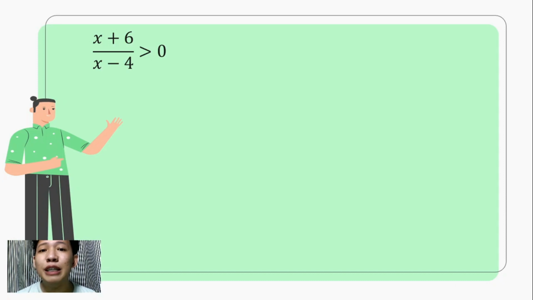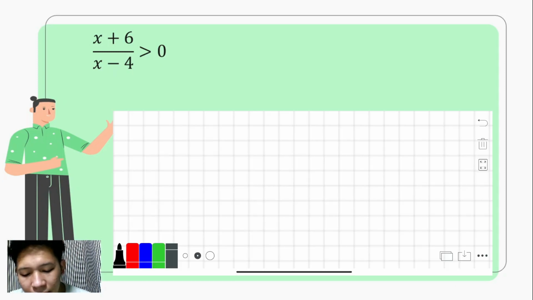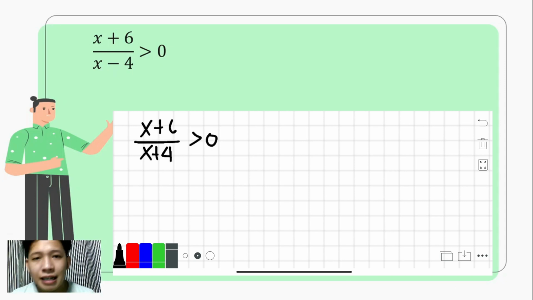Number 1 is for us to solve the rational inequality. X plus 6 over x minus 4 is greater than 0. So, ang unang step natin is for us to rewrite it as a single fraction on one side of the inequality symbol and 0 on the other side. So, kung mapapansin ninyo, we have here x plus 6 over x plus 4 is greater than 0. Isang fraction lang ba yung nakikita natin sa kabilang side ng equation?